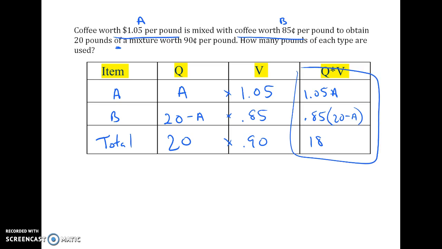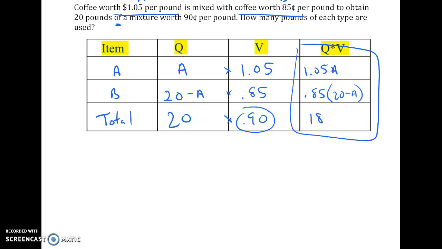So again, here's my setup. I've used every number that they've given me. And again, this is the new bit that can be a little bit confusing. So here, let's just pull the information out. 1.05A plus 0.85 times 20 minus A is equal to 18 bucks.